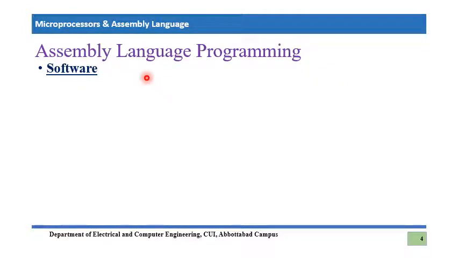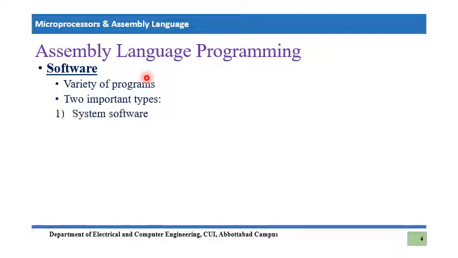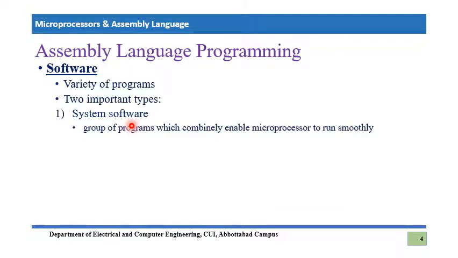Okay, again we are going to discuss software, and software is a variety of programs. Basically one can say software is a culmination or composition of many programs, which involve a variety of programs, but they can be categorized into two major types. And what are those? First is known as system software. What is system software? A group of programs which combinedly enable the microprocessor to run smoothly.